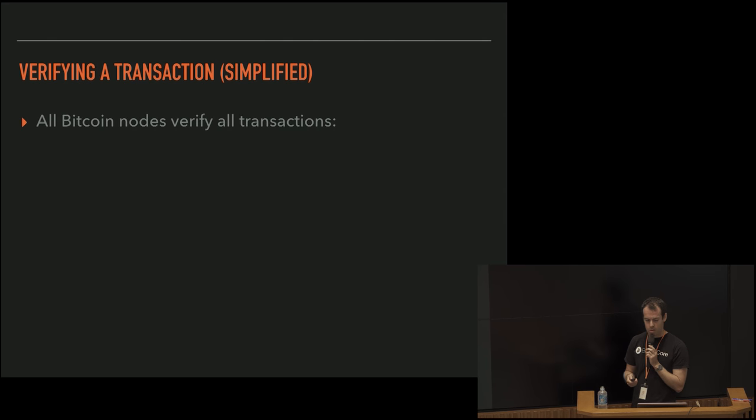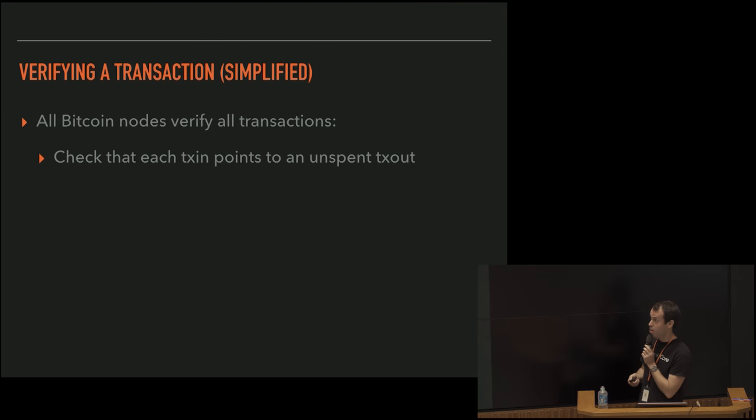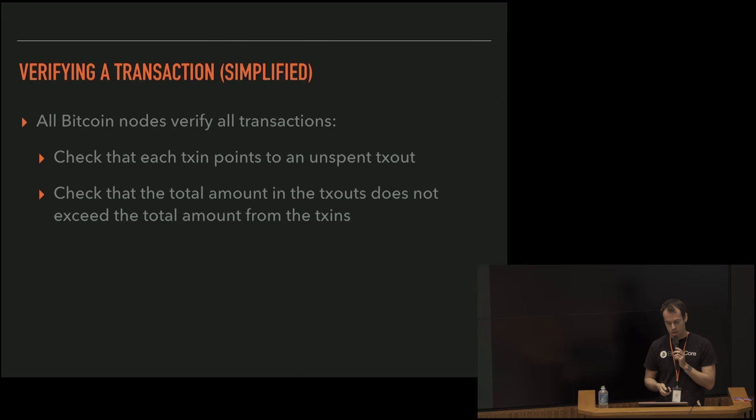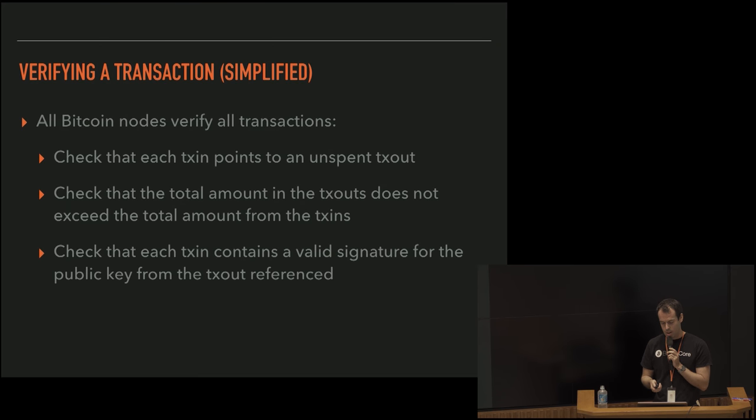So how do we verify that transaction? Well, every node on the network checks that the inputs point to an output that exists and has not been spent, checks that the total amount of the outputs does not exceed the amount of the inputs, and that each input contains a valid signature. In practice, again, there's a lot more going on, but from a very high level, a simplified level, this is what happens when you verify a transaction.